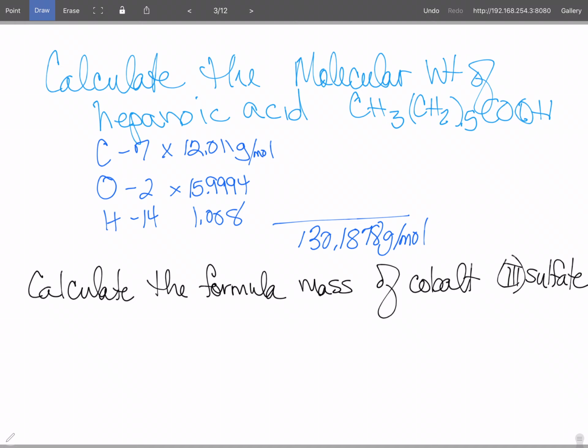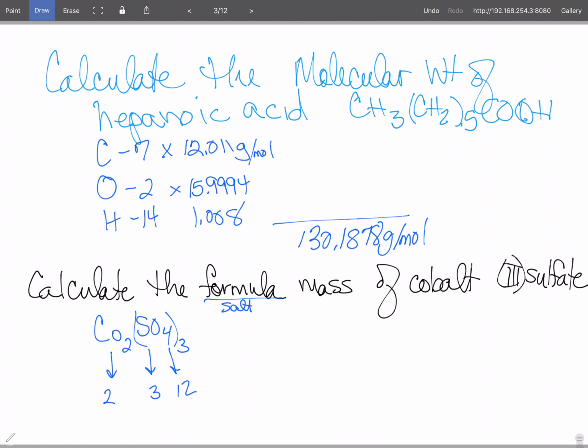Now, on the second one, calculate the formula mass, and it's called a formula mass because this is a salt. We know it's a salt because it's got ionic compounds and it's got a metal. And so this one we would need the formula. So it's cobalt and sulfate. Cobalt is 3 plus, sulfate is 2 minus. So that would be the formula, which means we have 2 cobalts, 3 sulfurs, and 12 oxygens.